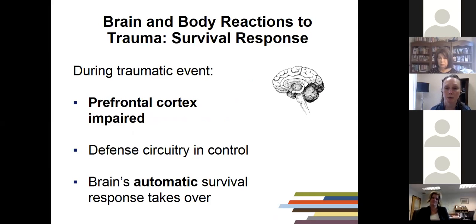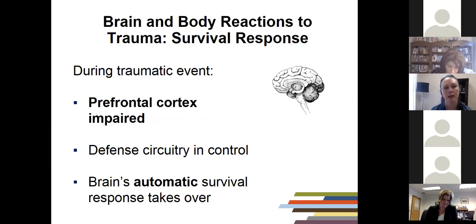And that's as it should be, because again, the number one job of the brain is to make sure the body survives. So if you're in a life-threatening situation, you want to be able to react very quickly and almost reflexively. You don't want to stop and think about all sorts of different options. You just need to take action. There's another part of the brain called the defense circuitry. We're not going to go into that in any level of detail today, but that brain network comes up and takes control, and part of what happens is it shuts down or impairs the prefrontal cortex, and the automatic survival response takes over.